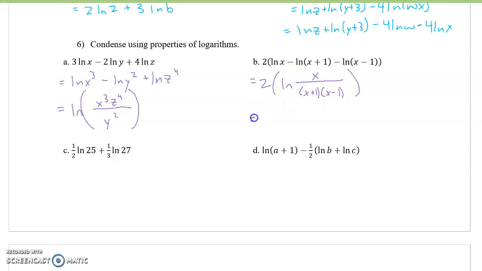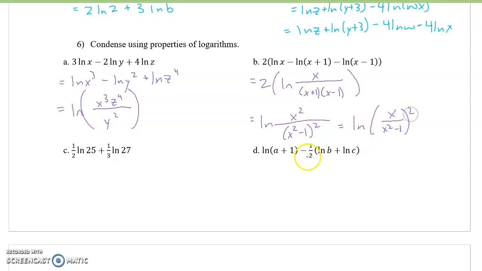And then we have the 2 is going to square everything. So we've got the natural log of, in the numerator, x squared. In the denominator, you can distribute these together and get x squared minus 1, and square x squared minus 1. So maybe I'll do that. I'll multiply x plus 1 times x minus 1 to get x squared minus 1, and then I'll square that. Again, that's the squaring coming from here. We could have also, if we preferred, written it like this. It's really up to you.